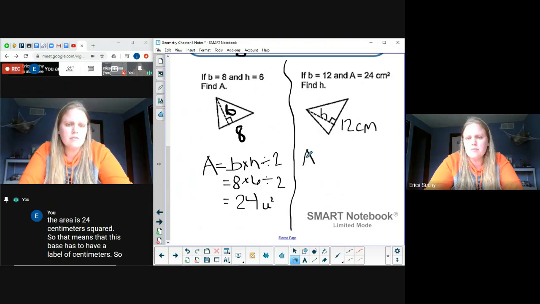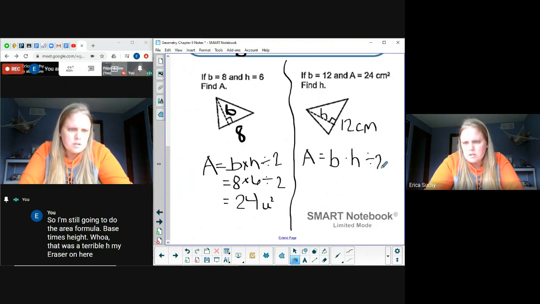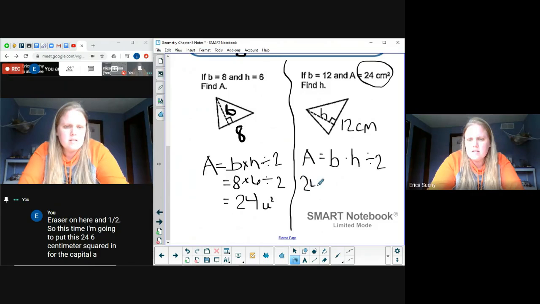So I'm still going to do the area formula. Base times height. Whoa, that was a terrible H. Get my eraser out here. And then divide by 2. So this time I'm going to put this 24 centimeters squared in for the capital A. And my base is a length of 12. And I'm going to leave the h as h because I don't know what it is. And then divide by 2.